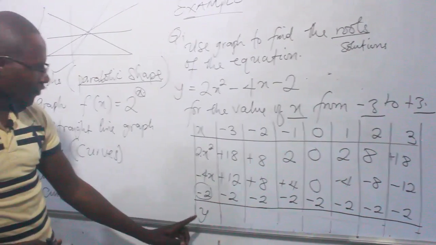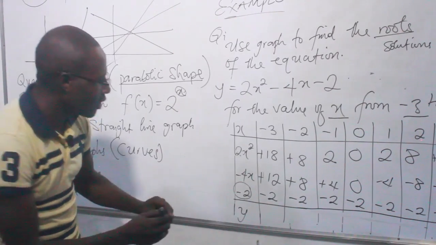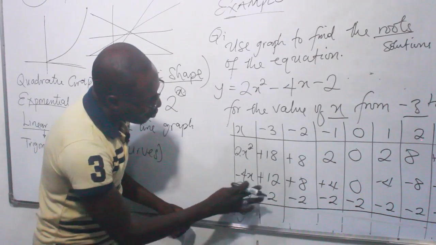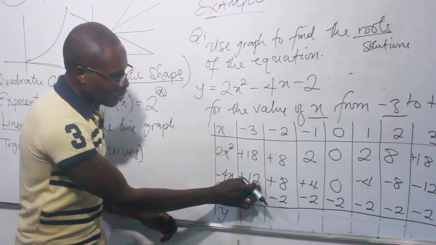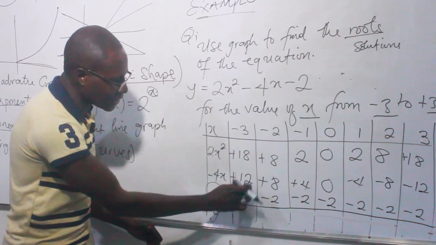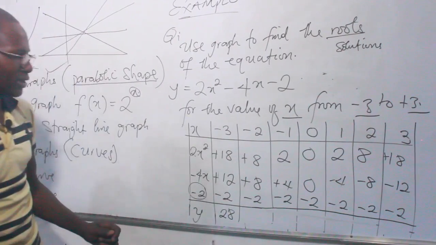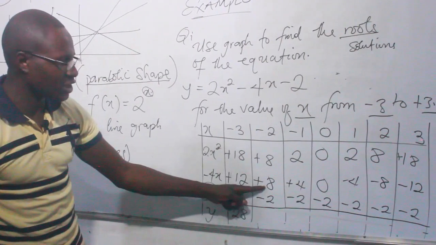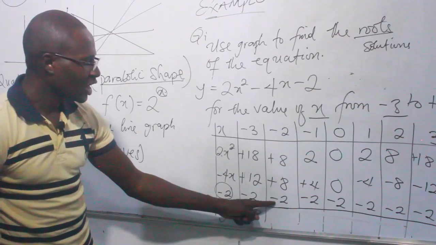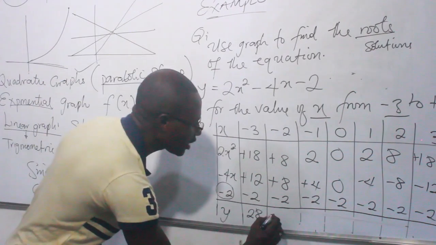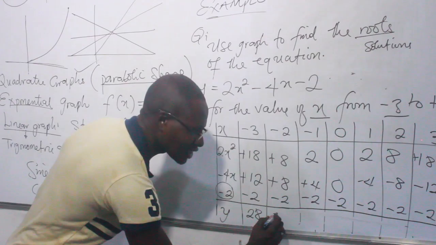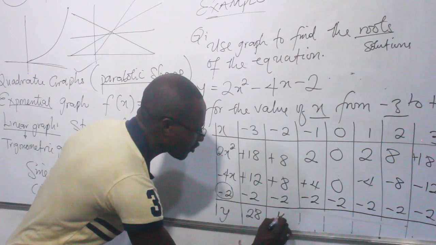What next? We find the value of y. Plus 18 plus 12 will be plus 30. Plus 30 minus 2, this will be what? 28. Plus 8 is plus 16. Plus 16 minus 2 will be what? Plus 16 minus 2, which is 14.